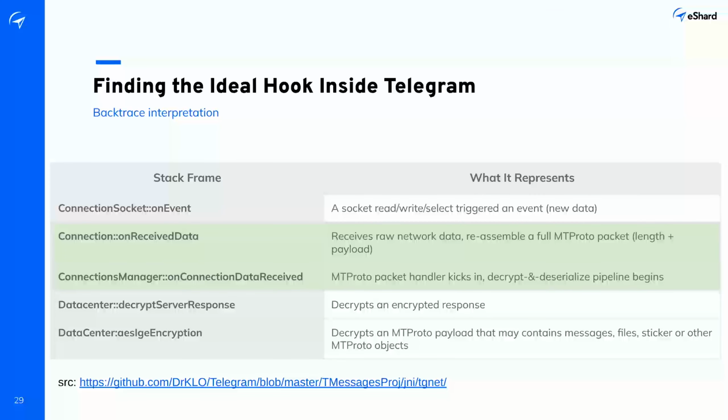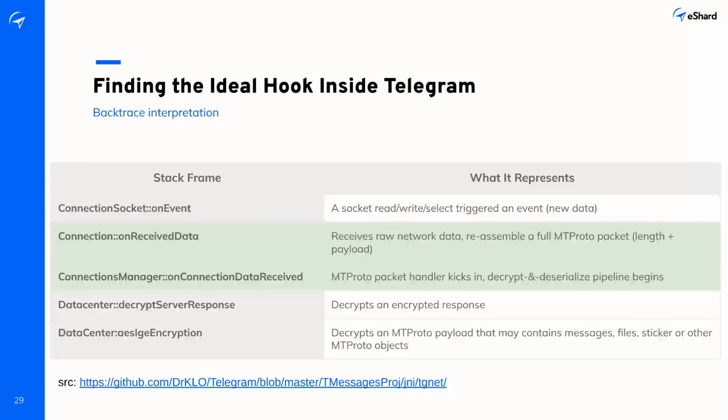We have onReceive data, which is called to reassemble a full MT-Proto packet. Then we have onConnection data received, which kicks in and is responsible for handling the MT-Proto packet. Namely, it is responsible for decrypting and deserializing all possible objects managed by Telegram. So we have two different very interesting entry points here. I know for sure that both will be called every time Telegram receives some new data from the network. So both are already good candidates.